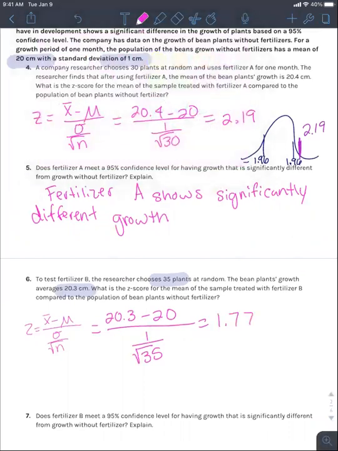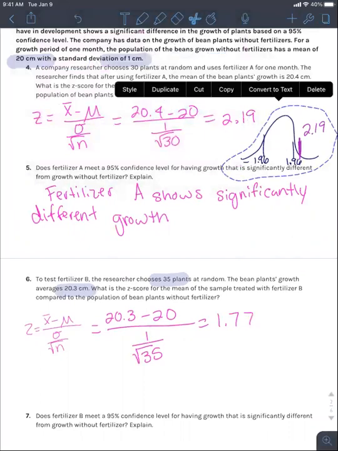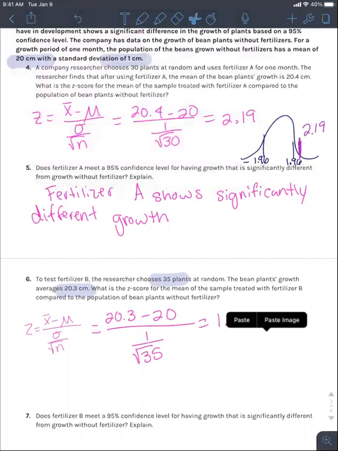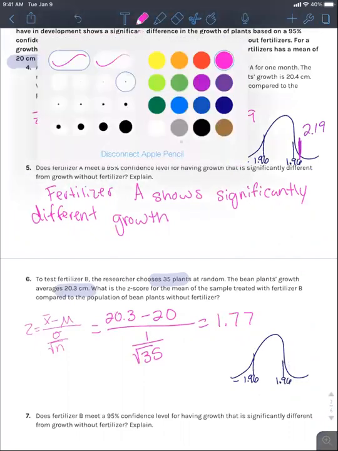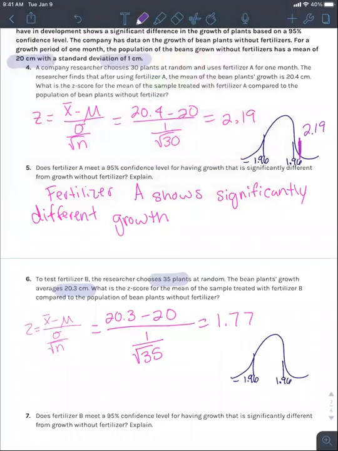When we talked before about whether something is significant, hold on, let me erase some stuff real quick. Okay, so we talked about if it falls inside of negative 1.96 to positive 1.96, it's not significant. If it falls outside of that, it is significant. So 1.77 would be about right here.